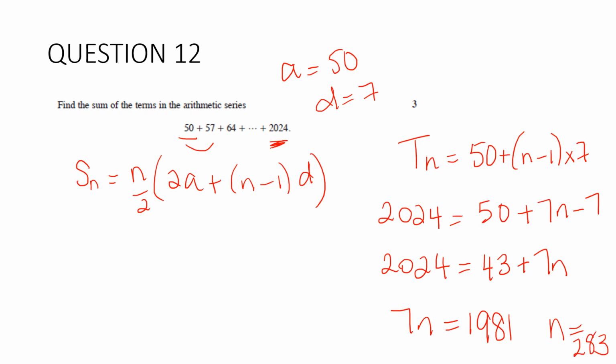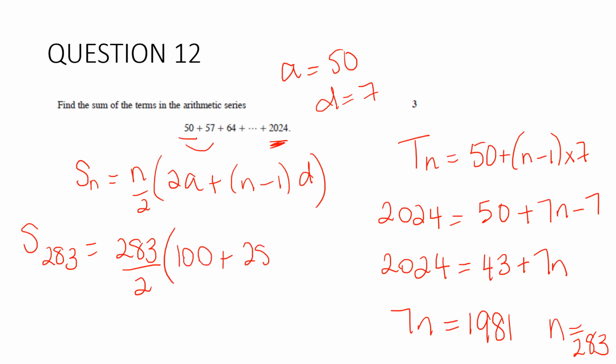Okay, now we can substitute it in. So we want the sum of 283 terms, which is 283 divided by 2, times 2 lots of a, which is 100, plus n minus 1, which is 282, times 7. I'm putting that all into our calculator. And we've got 100 plus 282 times 7, close brackets, is, wow, that's a big number, 293,471.